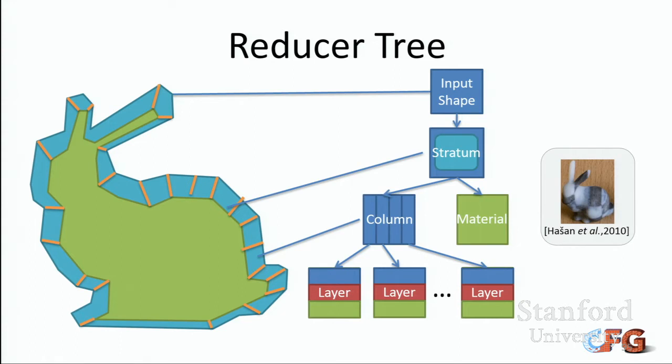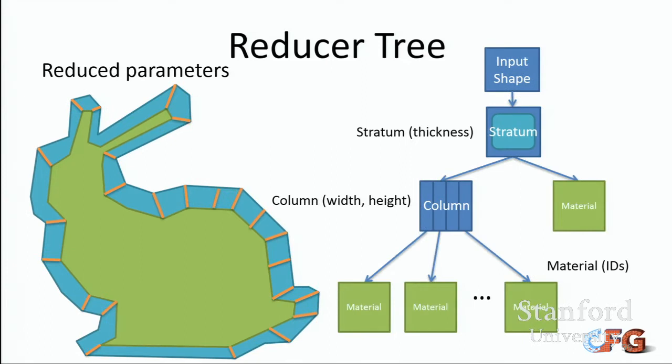This provides you in general with a fairly compact representation of the design space that has many fewer parameters compared to the original number of voxels. So what are the parameters that we have here? For example, the stratum has the thickness, columns have width and height, and of course, the corresponding material nodes have as variables the corresponding material IDs.